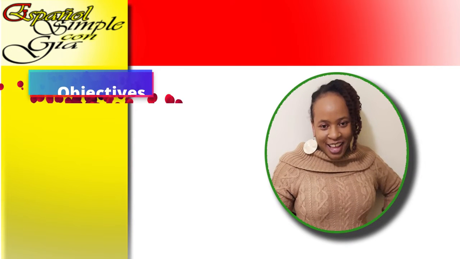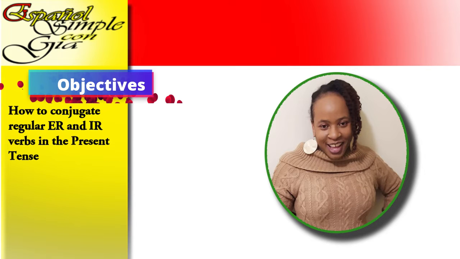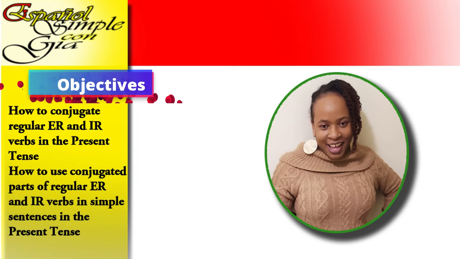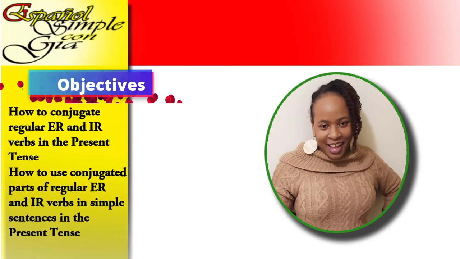Here is what you will learn to do in Spanish in today's video. How to conjugate regular ER and IR verbs in the present tense, and how to use conjugated parts of regular ER and IR verbs in simple sentences in the present tense. Let's begin.